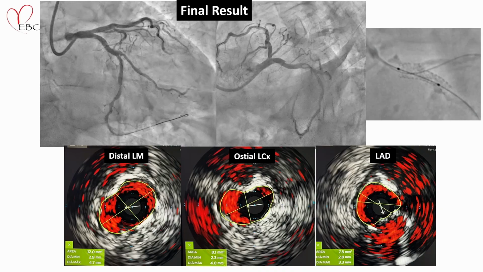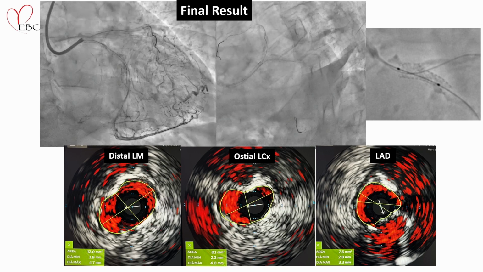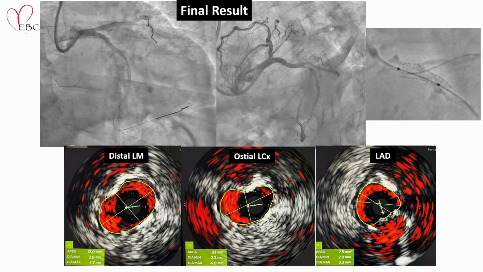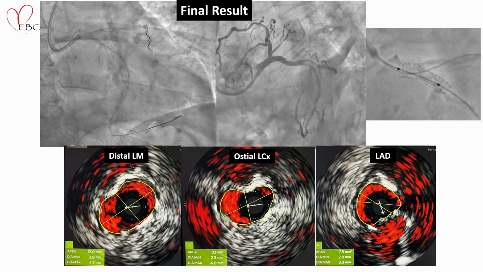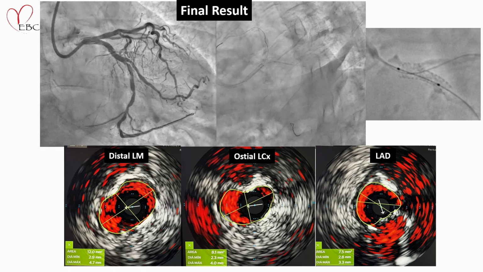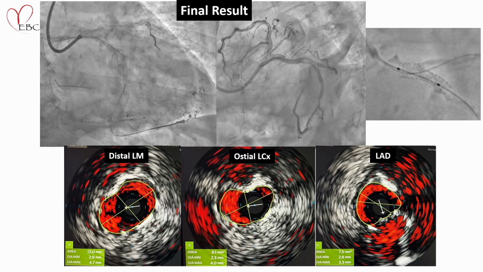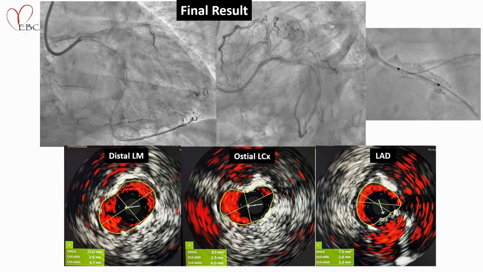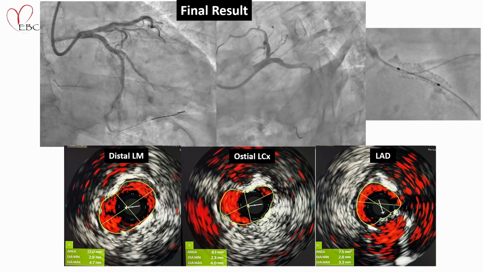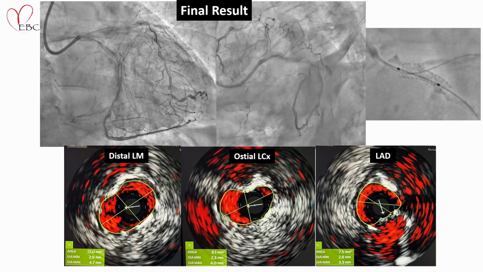In the stent boost, we can appreciate the scaffolding of the LAD, and we achieved very good areas in the distal left main, in the ostial circ, and LAD. So in this patient, inverted provisional was a very good strategy due to the anatomy and the dominance of the circ.